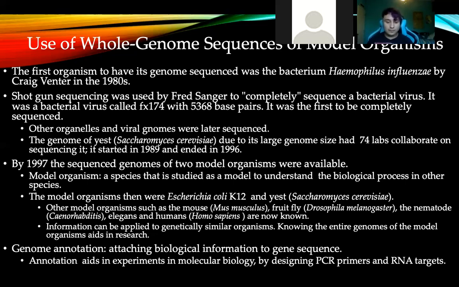The virus was FX174 with 5,368 base pairs. This was the first to be completely sequenced. Although the first organism to be sequenced at all was the bacterium, FX174 was the first to be fully sequenced or completely sequenced. Other organelles and viral genomes were later sequenced.